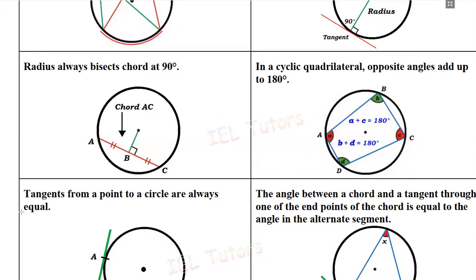Moving to the next circle theorem, it says the radius always bisects a chord at 90 degrees. The word bisects means cutting in half, and a chord is a line which goes from one side of the circumference to the other, but not through the center. So as you can see, this is the chord and this is the radius. The radius always bisects the chord, cutting it in half. So this line is exactly the same as this one here.